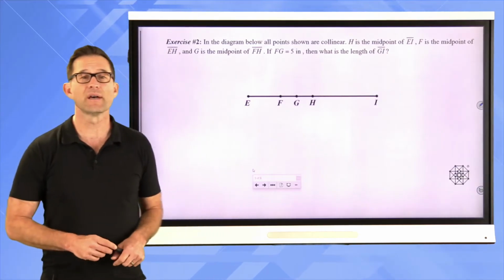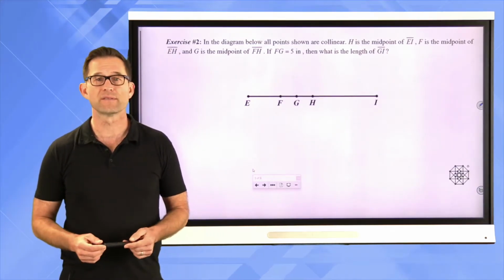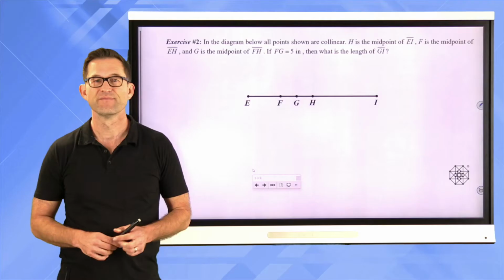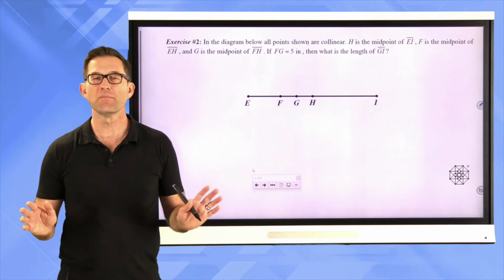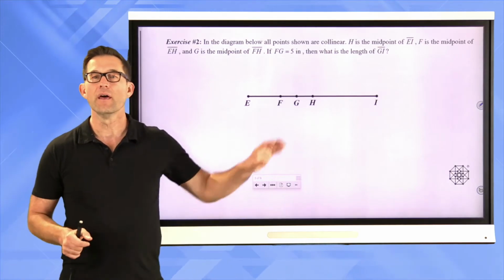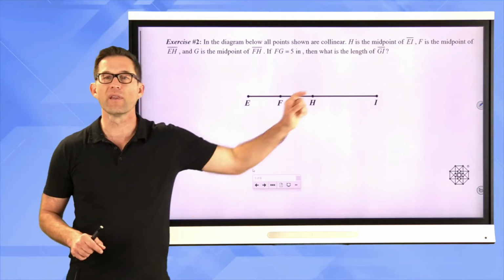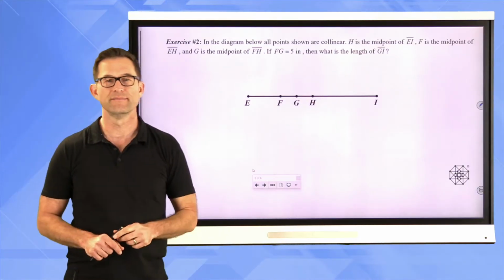All right, let's take a look at exercise 2, which is also on midpoints. In the diagram below, all points shown are collinear. H is the midpoint of EI, F is the midpoint of EH, and G is the midpoint of FH. If FG equals 5 inches, what is the length of GI? All right, I love this problem. Should be easy. Start to fill in things on the diagram that you know and see if you can figure out the length of segment GI.